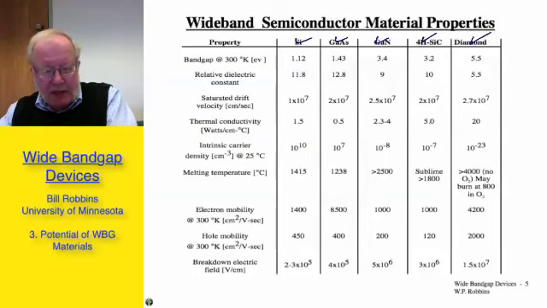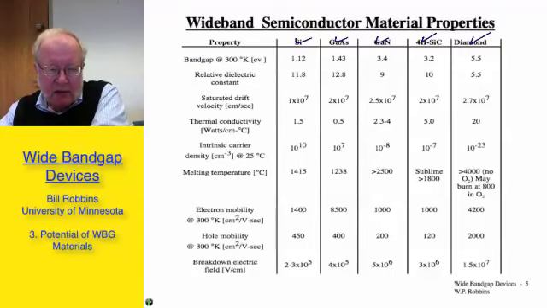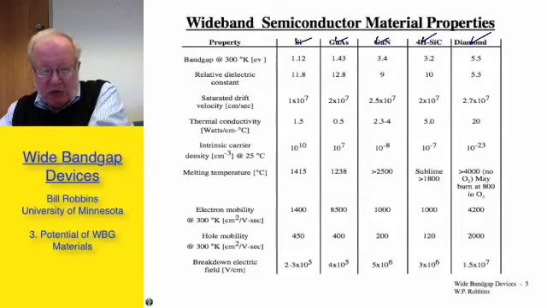The saturated electron drift velocities are quite similar. Thermal conductivities, however, are significantly different. About 1.5 watts per centimeter per degree centigrade for silicon. Gallium arsenide is poorer, and that argues against its use for power devices. In gallium nitride, it's 2 to 3 times larger. 3 times or more larger in silicon carbide, and in diamond, it's almost 8 or 9 times larger than for silicon.